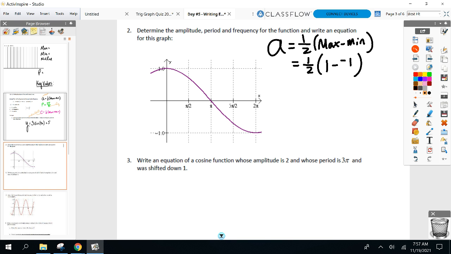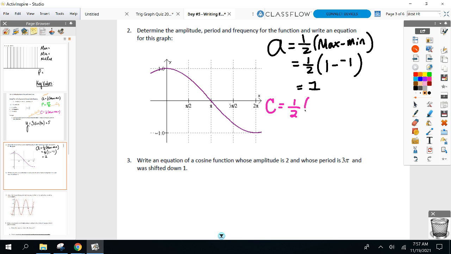A value? What's our A value? 1/2 of 1 minus -1. 1? That's done. I always skip over B to last because we already have max and min done, so we might as well just do the shift, the C value, while we're here. 1/2.